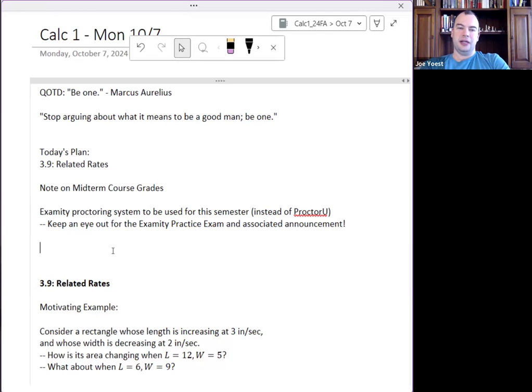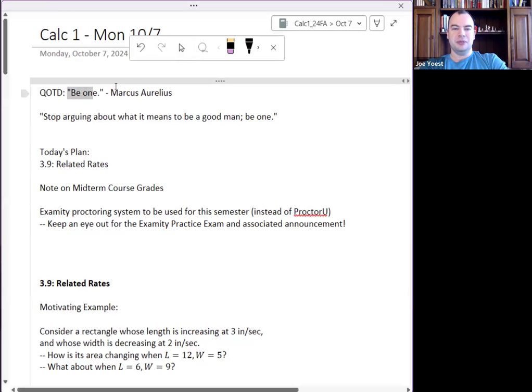Okay, and then our quote of the day today is sometimes just quoted as the words "Be one" by Marcus Aurelius, the Roman emperor. But that also kind of sounds like "B1," like, be one with the world and Zen and all of that. And really what this comes from is a quote roughly translated as, stop arguing about what it means to be a good man, be one, or a good person, be one.